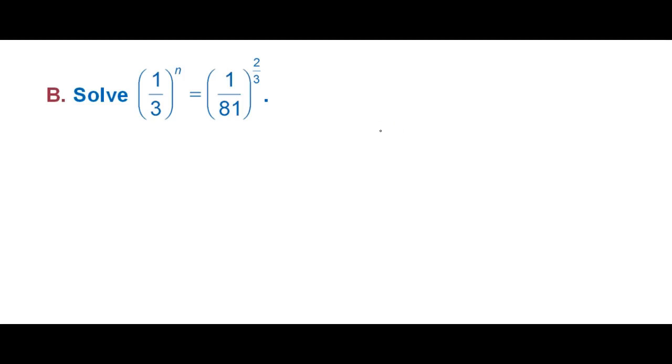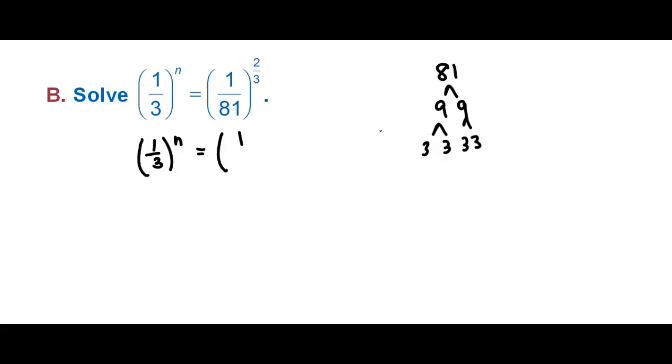So let's look at one involving fractions. We know that 81 breaks down into 9 and 9, which each breaks down into 3 and 3. So essentially 81 is 3 to the 4th power. So we can rewrite this as 1/3 to the n power equals 1 over 3/4 to the 2/3 power. And remember that we can rewrite these fractions as negative exponents. So I can say 3 to the negative first power to the n power equals 3 to the negative 4th power to the 2/3 power.